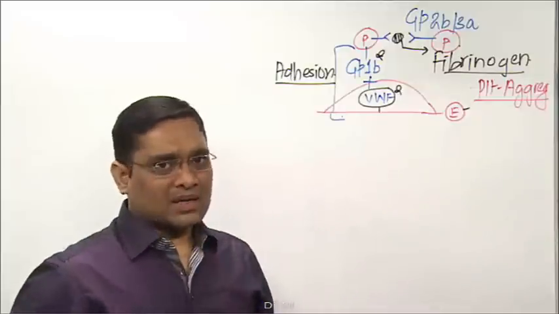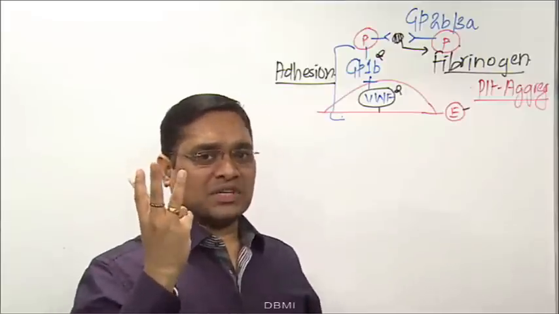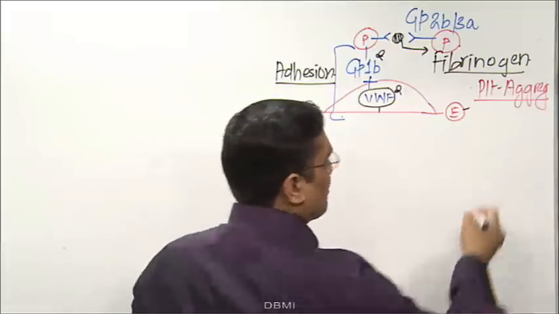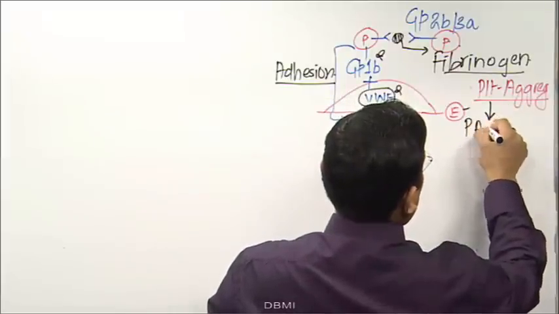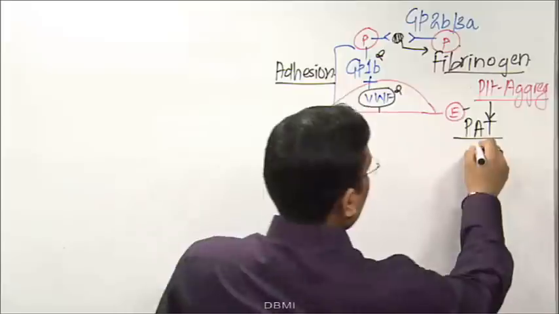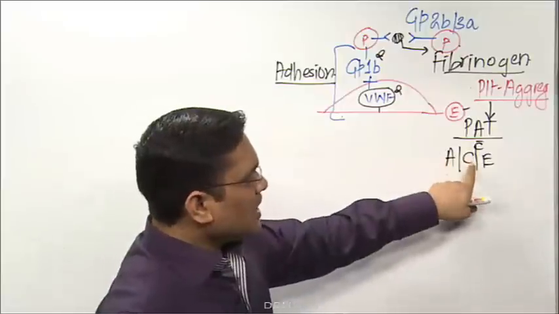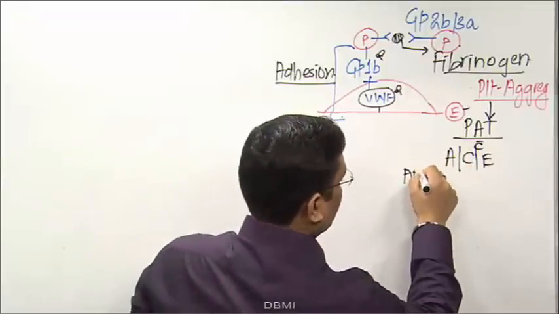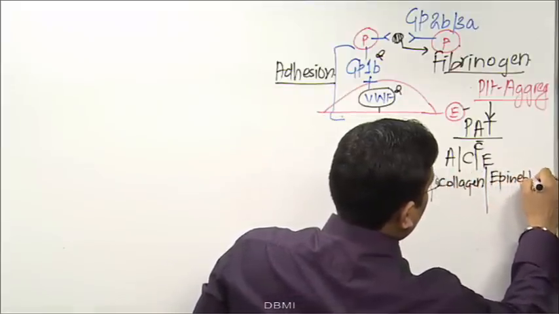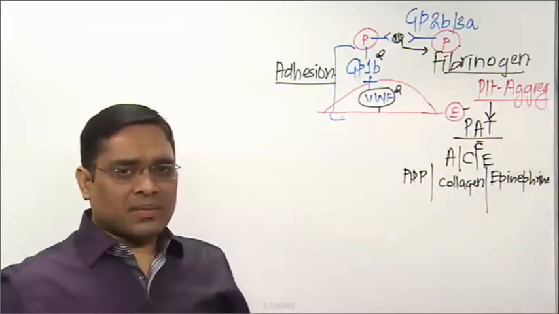When we are performing lab analysis of platelet aggregation, we check it with three types of substances which the examiner also uses in exams: ADP, collagen and epinephrine. In short, I am writing PAT, platelet aggregation test. The platelet aggregation test is done with the help of three substances, ACE. So the mnemonic is ACE inhibitor, the same: ADP, collagen, epinephrine. They are used to check platelet aggregation defect.